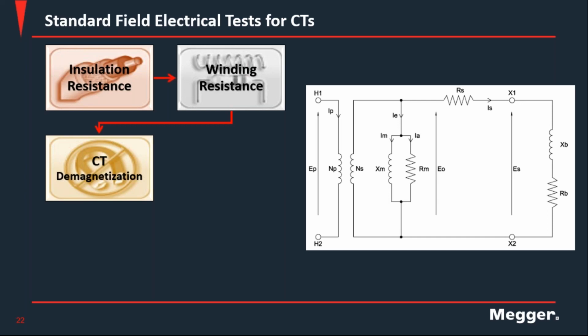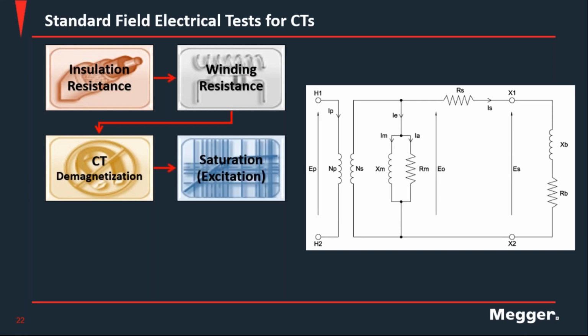This doesn't give you an actual result that you can use for the performance assessment, but it can be measured. You can measure the remanence, and it can be indicated in the report that the CT or the VT was demagnetized and is in proper condition. It's demagnetizing properly.